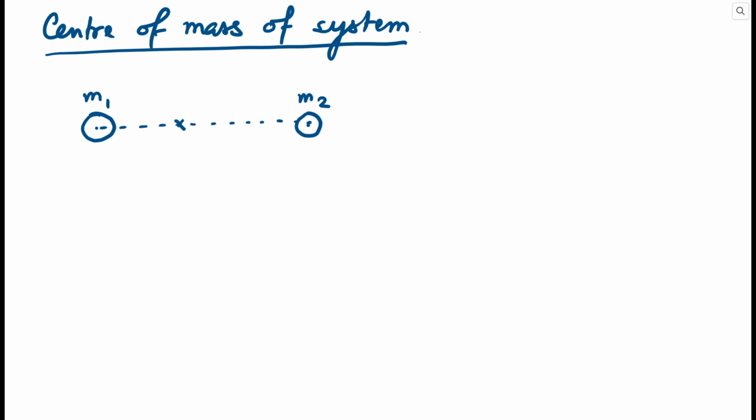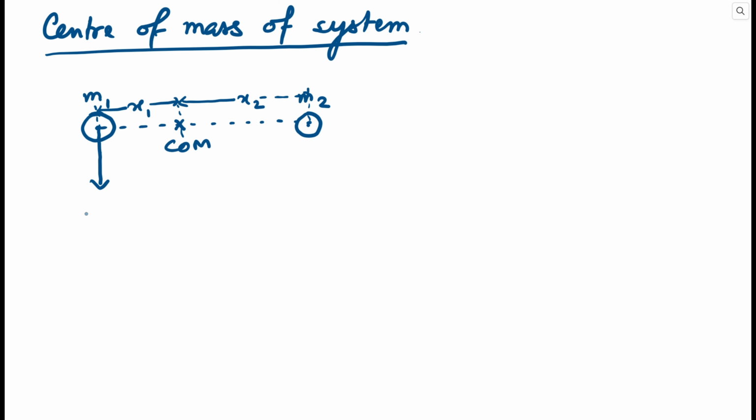So if I say this is the location of the center of mass, this is also a point around which the entire system is balanced. So what does that mean? If I say the distance from the first mass to the center of mass is x1, and the distance from the center of mass to the second mass is x2, then on each mass there will be a weight force acting on the object.